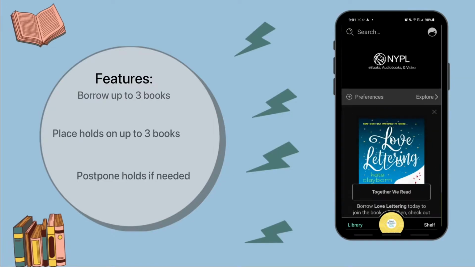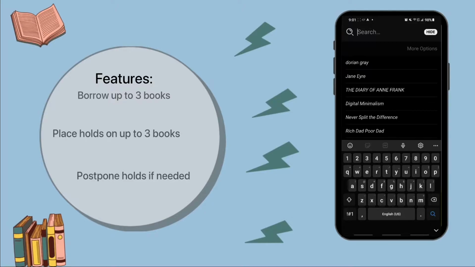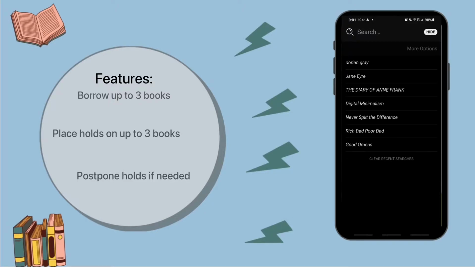So we're going back up to the top where I'm showing you the search bar. You can look for books, audiobooks, magazines, and other things in here.